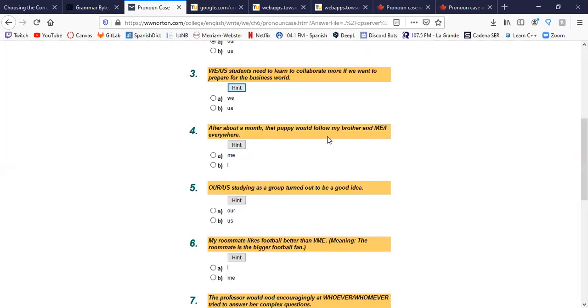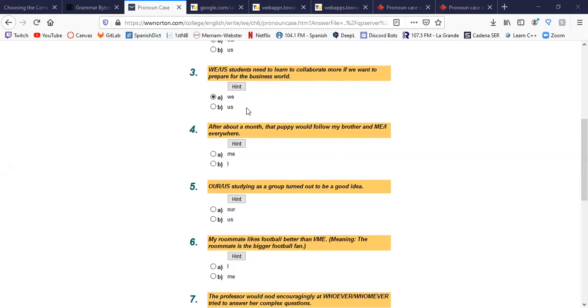Okay, so the correct answer here is we, because again, take out the students here and only we makes sense, right? Only we makes sense. Us doesn't make any sense. You can't say us need to learn to collaborate more. You have to say we need to learn to collaborate more. So the answer is we.